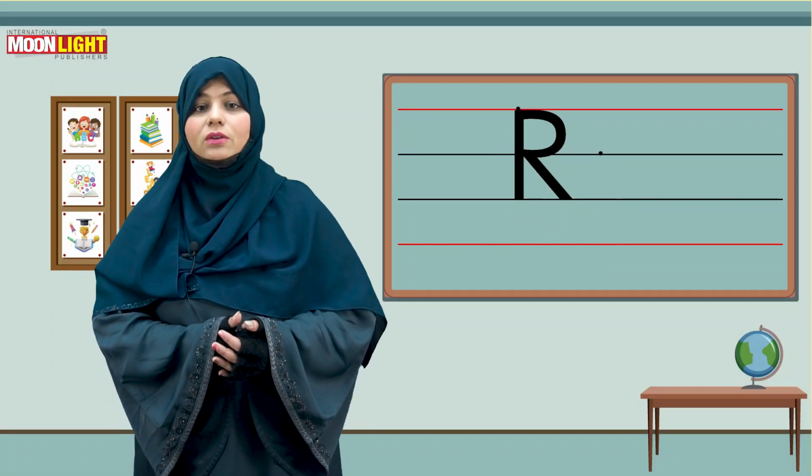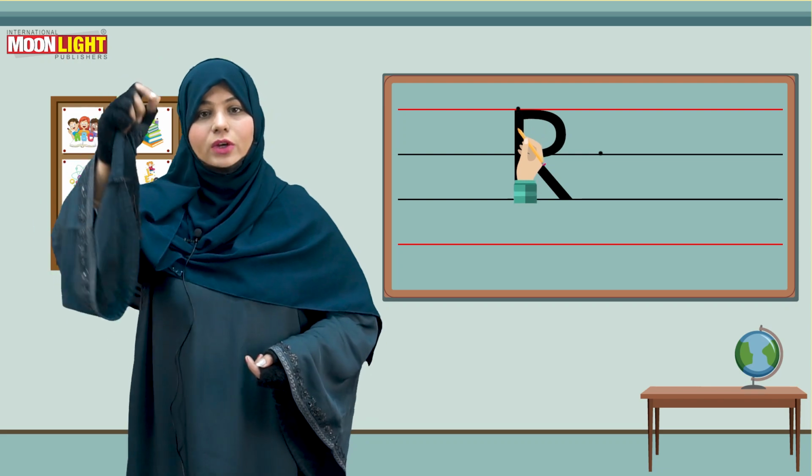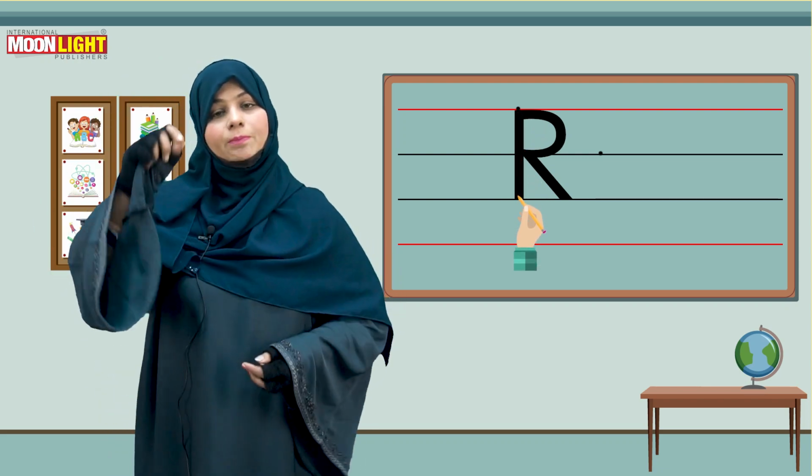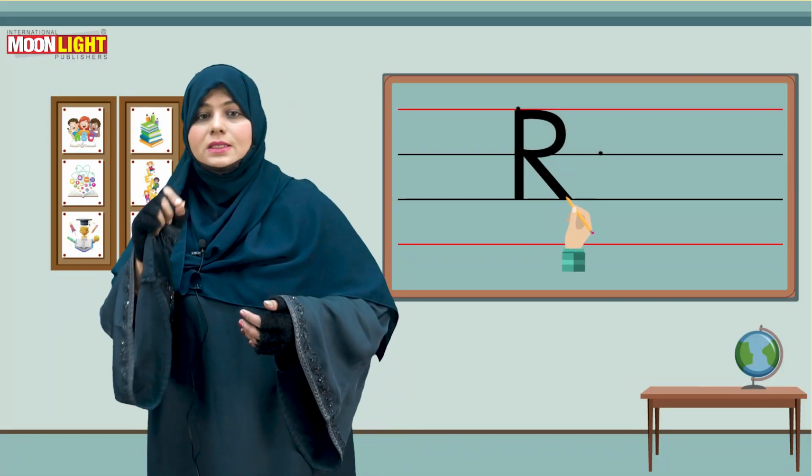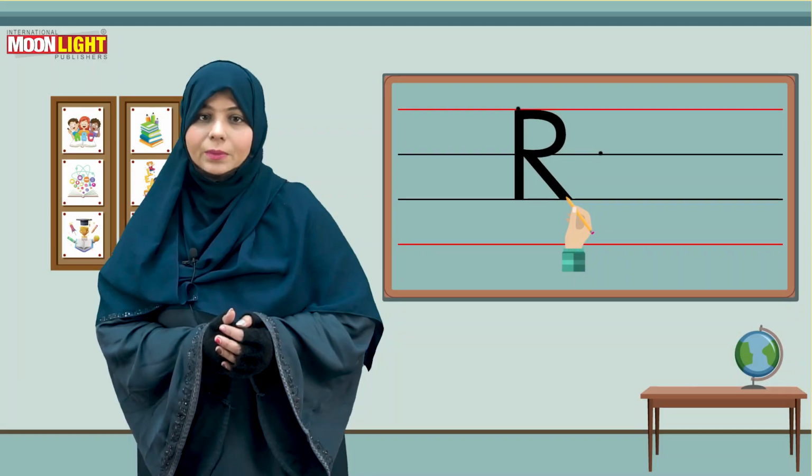Yes, this is our letter R. We have to make a straight line in upper three lines, then a half circle in upper two lines and a slanting line in center two lines. It will become capital letter R.